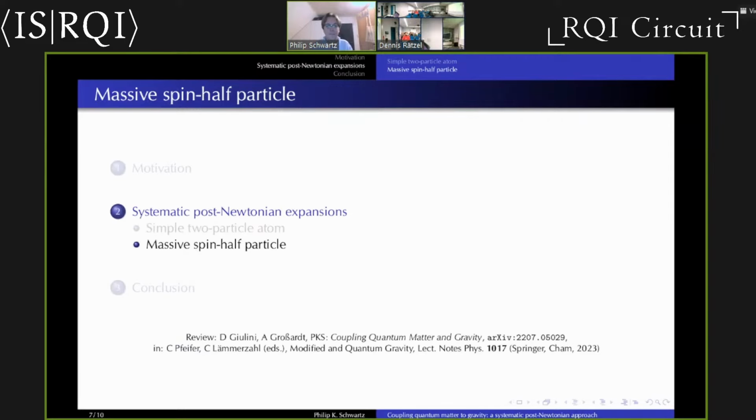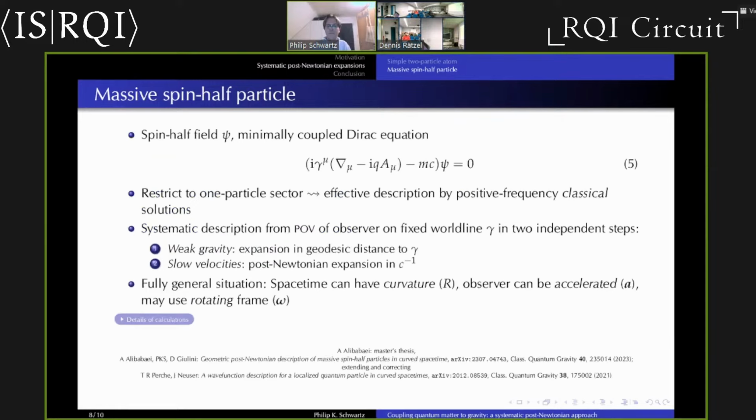So now let me come to another system where you can apply such a systematic post-Newtonian expansion, namely a massive spin-half particle. So there we start from the minimally coupled Dirac equation in curved spacetime. So we assume our spacetime to have a spin structure such that we can speak about spinor fields, and then we have a covariant derivative for them, and then we just take this minimally coupled Dirac equation.